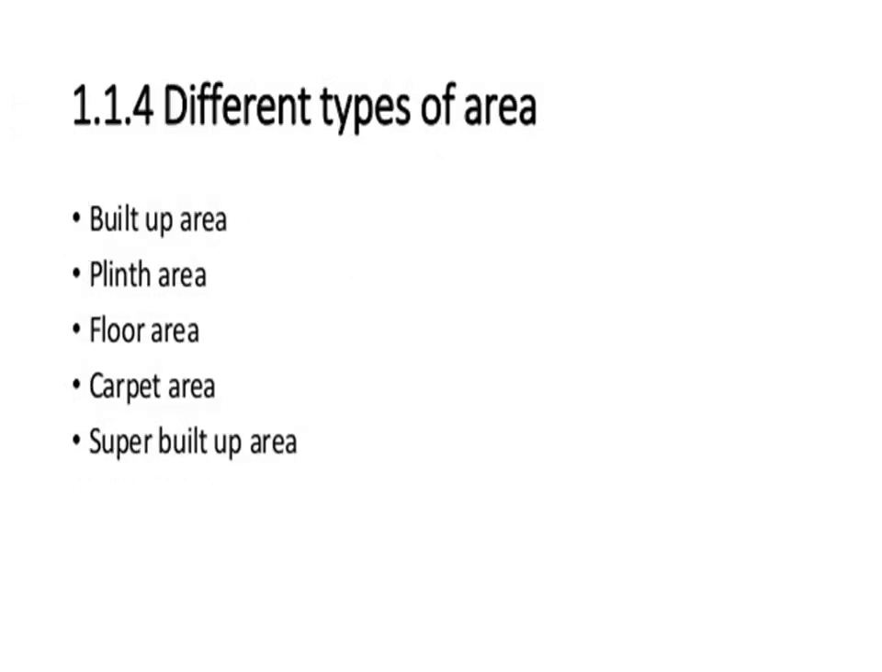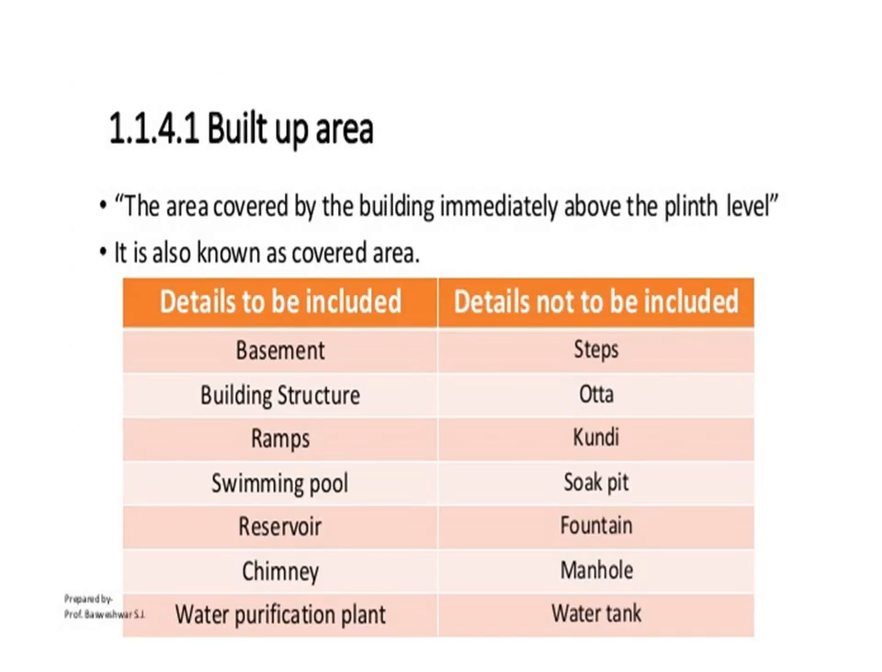As per the building bylaws, there are different types of areas. First is built up area, second is plinth area, third is floor area, fourth is carpet area and fifth is super built up area. So in this slide we are going to see what is the built up area. The area covered by the building immediately above the plinth level. It is also known as covered area.